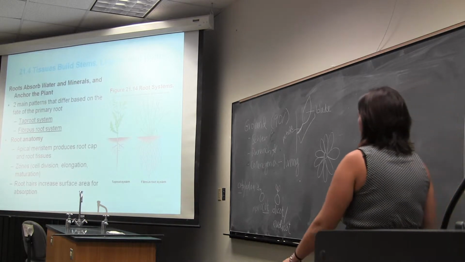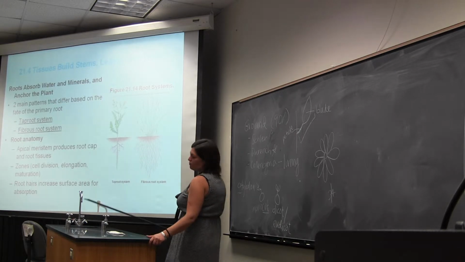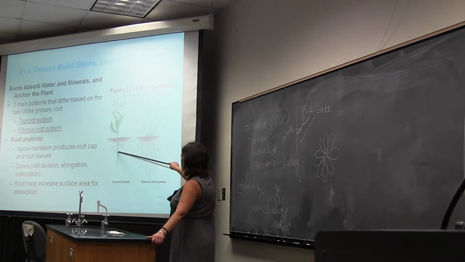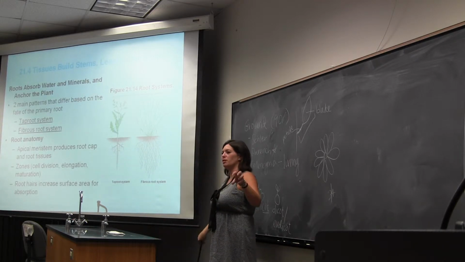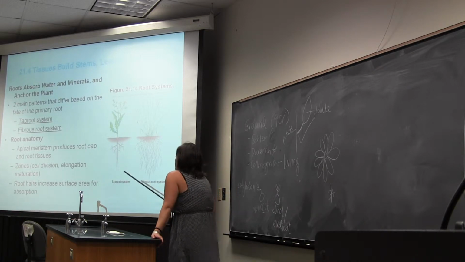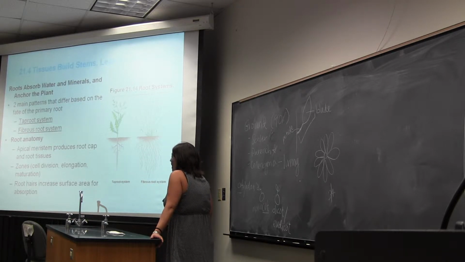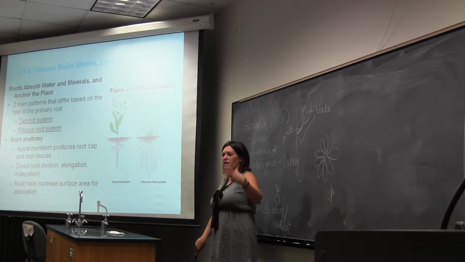Okay, so we've kind of already briefly introduced the notion of roots and the two different types. Again, we've got the taproot that has the main root system, and then we've got the fibrous root, which is a bunch of similar size roots. And so these taproots are going to be found in the dicots, and the fibrous roots are going to be found in the monocots. And each root has its own specific anatomy.